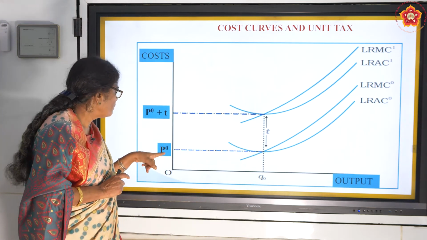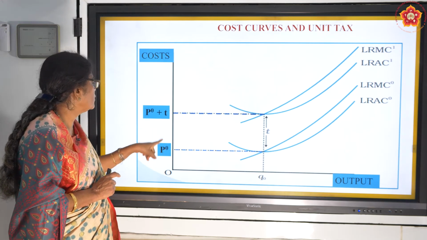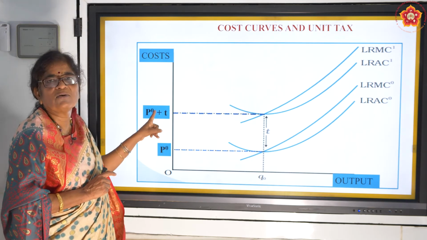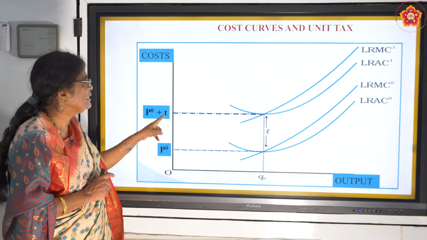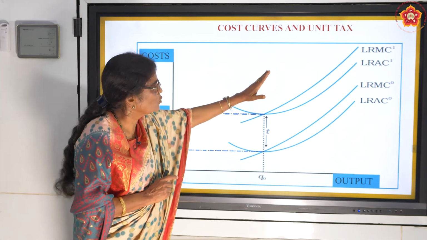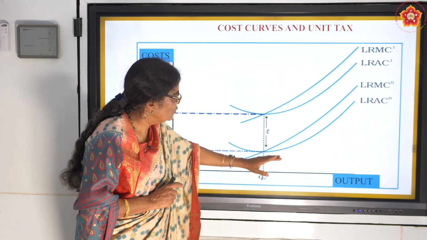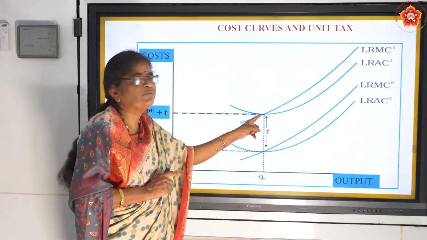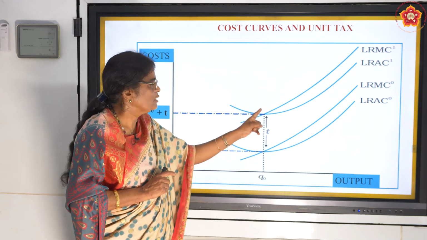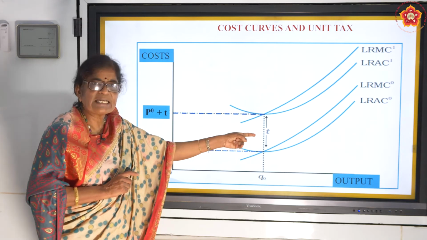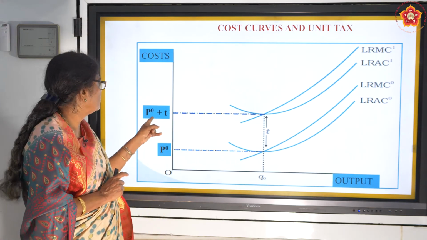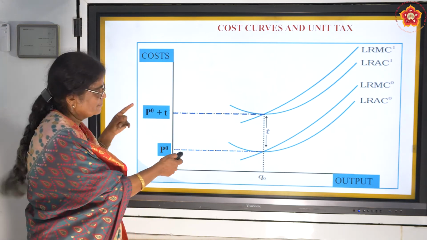Therefore, now the price of that output has increased by T units. Now what is that? P0 plus T. That is, the cost curve from this stage, at the same level of output, shifted upward by T units. The T units of tax, that is the unit tax, P0 plus T.